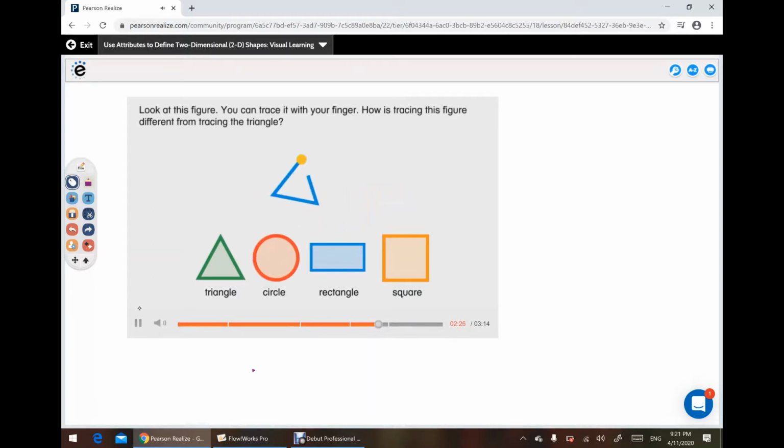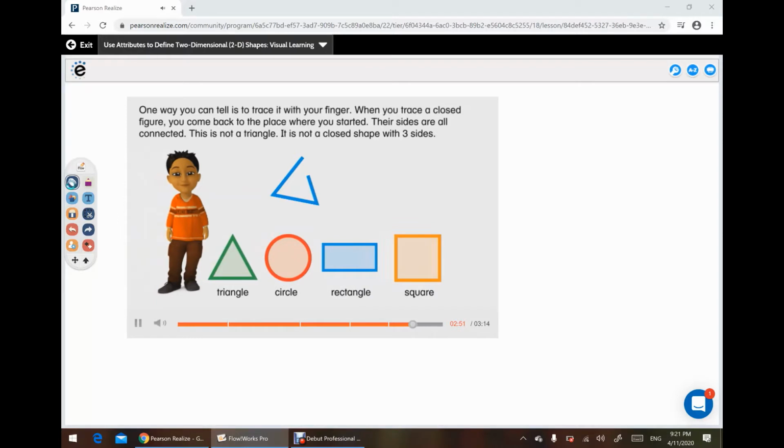Look at this figure. You can even trace it with your finger. How is tracing this figure different from tracing the triangle? Your finger does not come back to the place where it started. 2D shapes are closed. How can you tell if a 2D shape is closed? One way you can tell is to trace it with your finger. When you trace a closed figure, you come back to the place where you started. Their sides are all connected. This is not a triangle. It is not a closed shape with 3 sides. Now you know how to define 2D shapes by how they look.